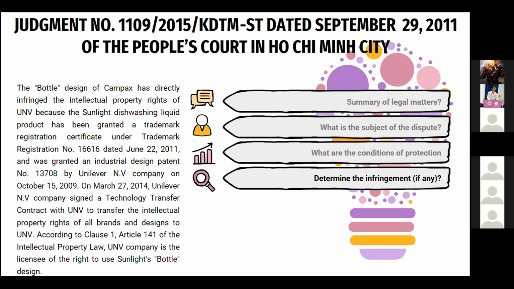First, according to Clause 1, Article 141 of the Intellectual Property Law, Unilever companies hold the license of the right to use the Sunlight bottle design.